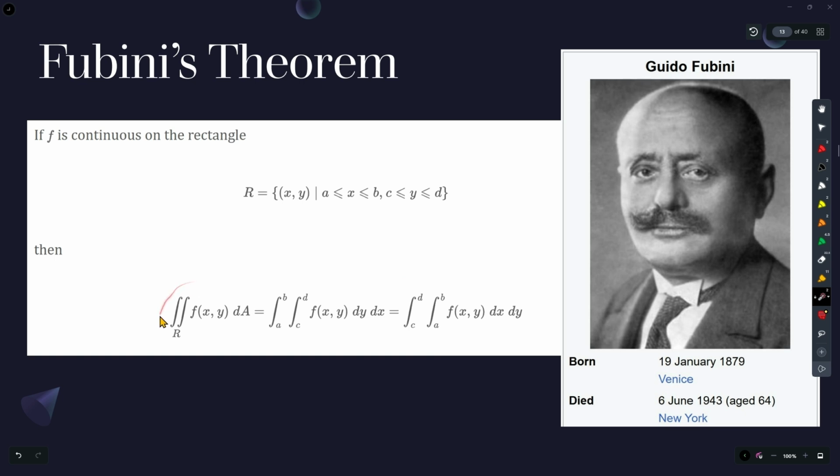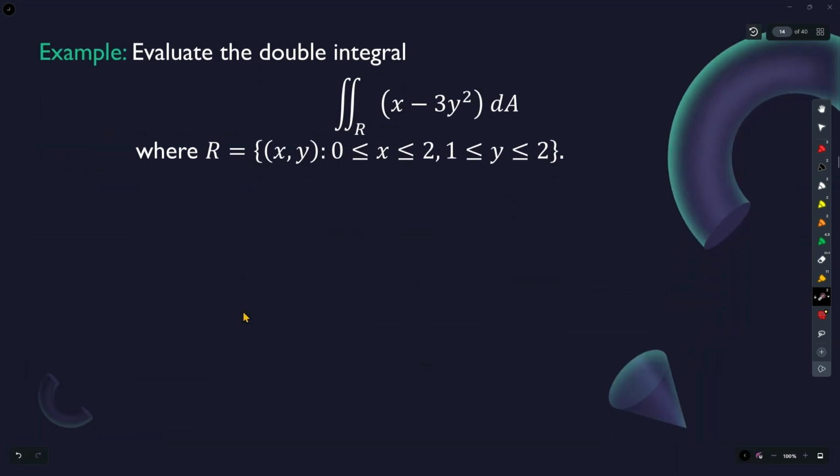So since it doesn't matter the order, we denote it as a double integral over the rectangle dA, and you can compute it in either way. So let's see an example of this. I'm going to integrate the function x minus 3y squared in this rectangle. So first, let's set it up. I'm going to integrate first with respect to x, then with respect to y.